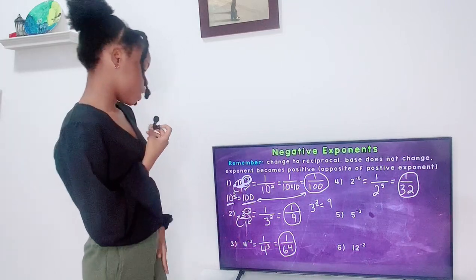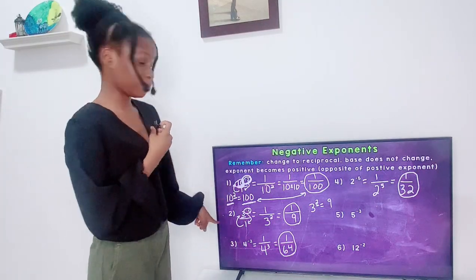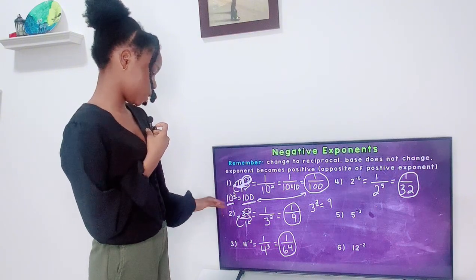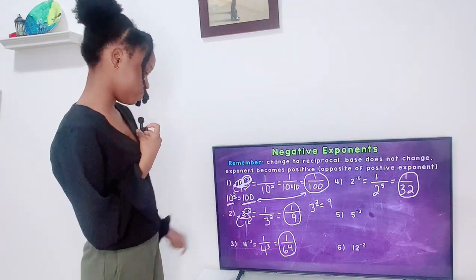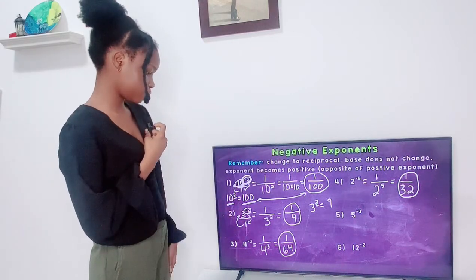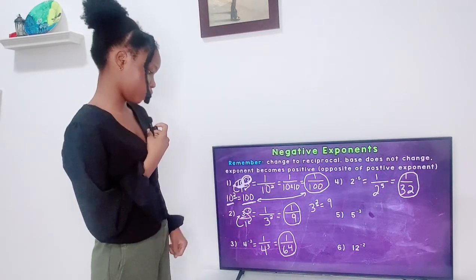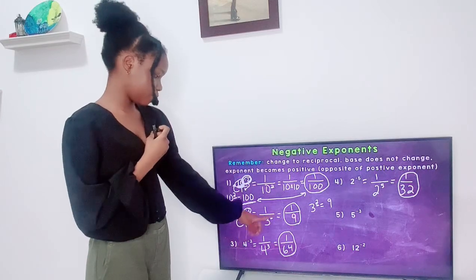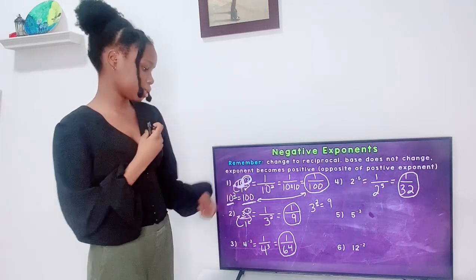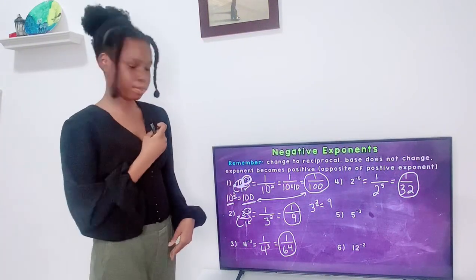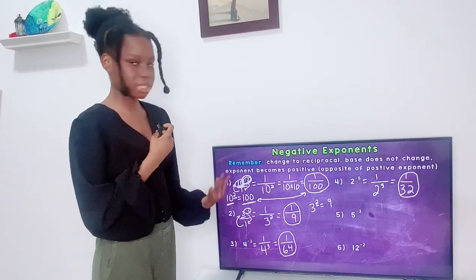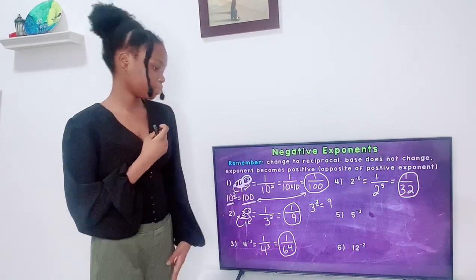Okay, now let's go to number 2, which says 3 raised to the power of negative 2. Now change to the reciprocal, we switch. So 1 is going to be our numerator. Now 3 is going to be the denominator. 3 does not change. 2 becomes positive. And if we solve it, basically we're going to get 1 over 9, because 3 times 3 is 9, okay?